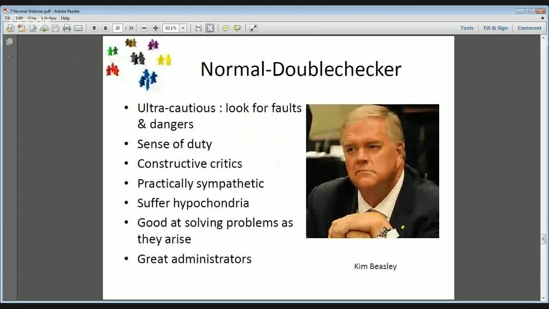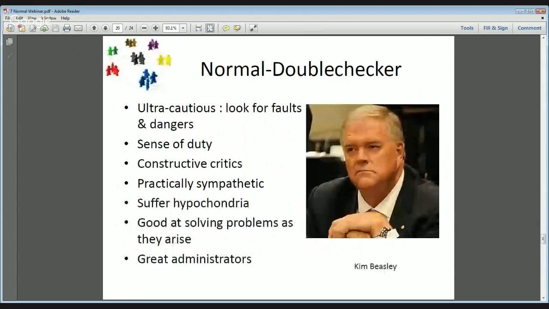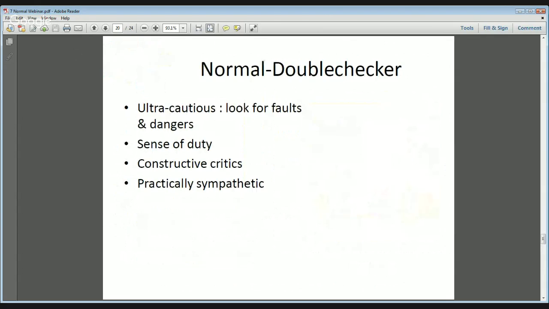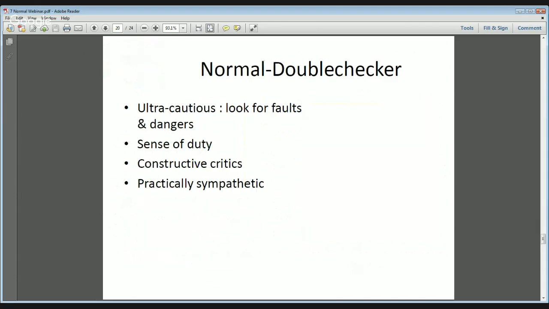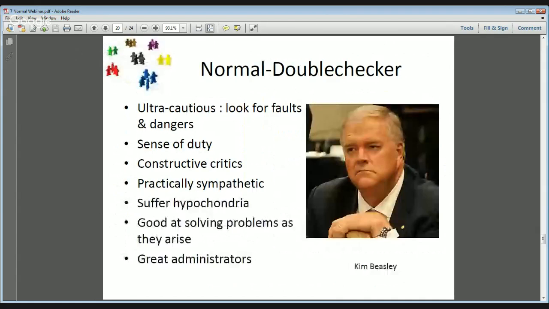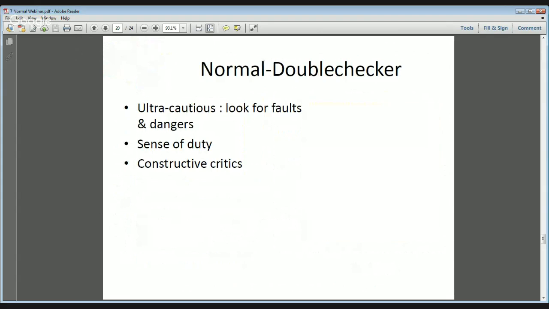Normal double checkers, the best one is Kim Beazley. He was the leader of the opposition when he was in Labor. He comes from a political family. His father was a very successful politician as well. Kim Beazley then became ambassador to America, very successful there.